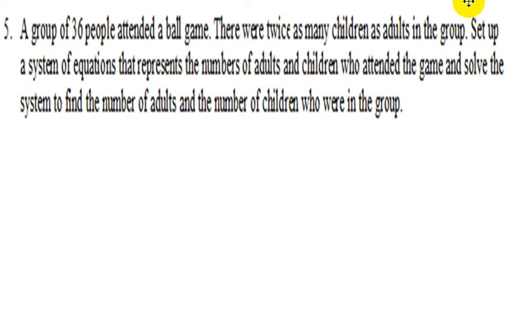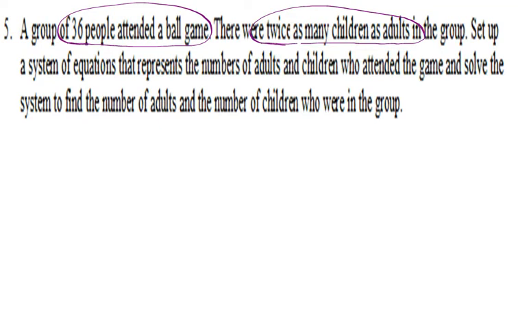My next problem, number 5, says a group of 36 people attend a ball game. There were twice as many children as adults in the group. Set up a system of equations that represents the number of adults and the number of children who attended the game, and solve the system to find the number of adults and the number of children who were in the group. So let's let C represent children, and let's let A represent the adults.